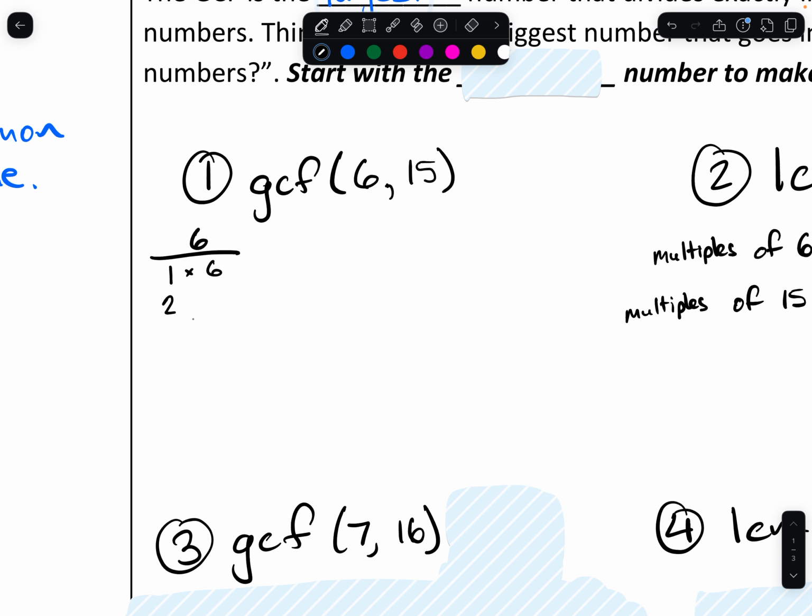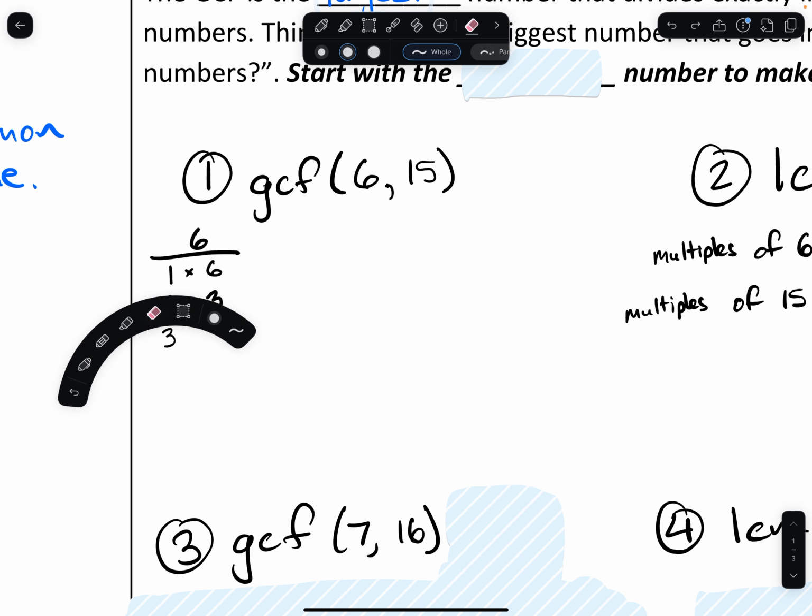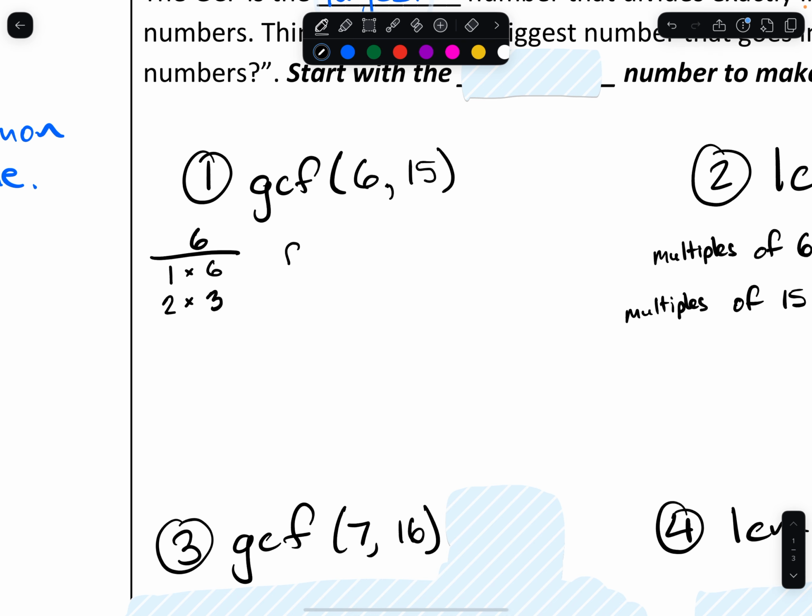Then ask yourself, is 2 a factor? Does 2 go into 6? It does, because it's 2 times 3. The next number, you keep going just in increasing order. If we follow our procedure, we'd try 3, but wait a minute. 3's already here. So we're done. The factors of 6 are 1 from right here, 2, 3, and 6. There's 4 factors of 6.